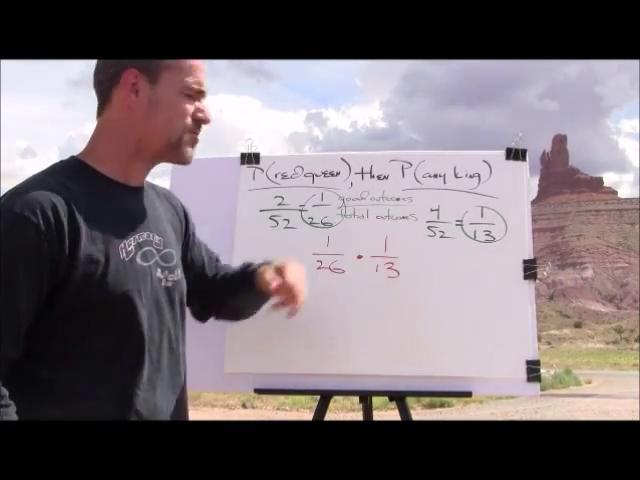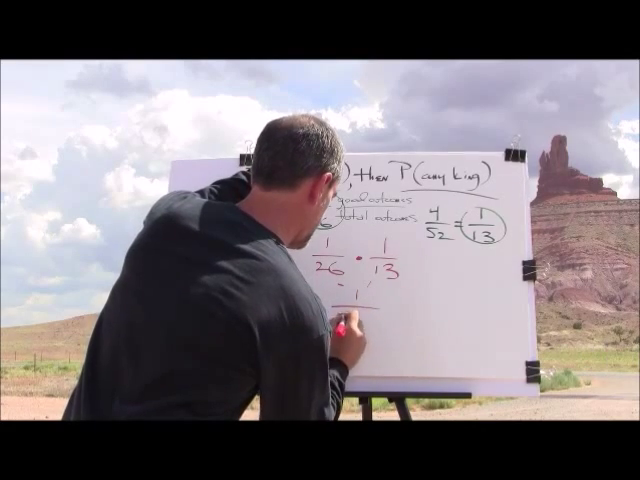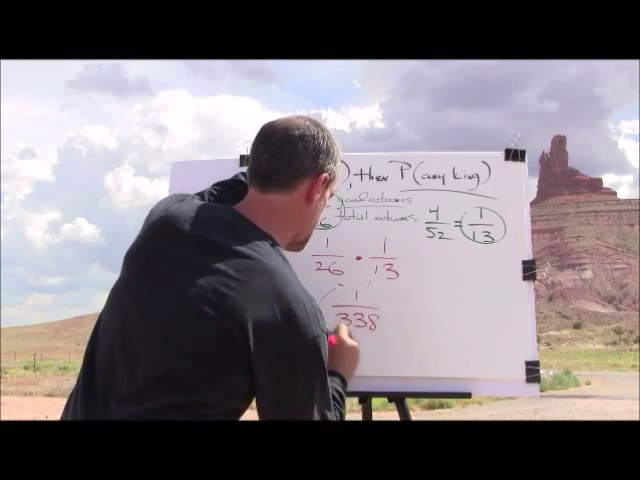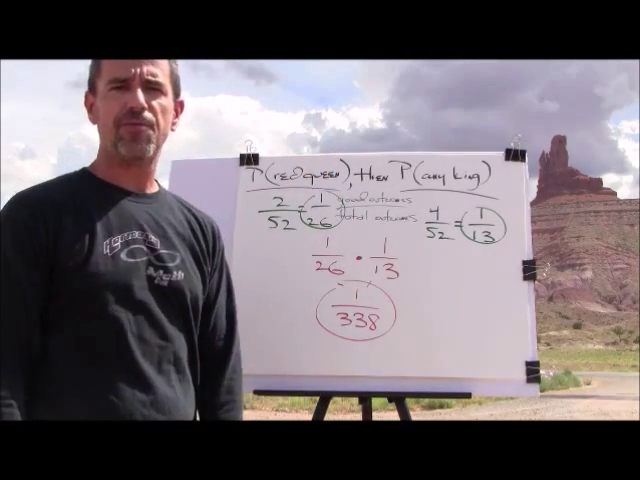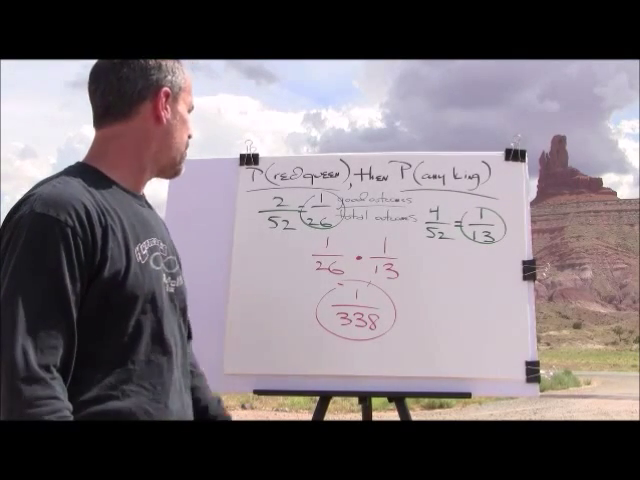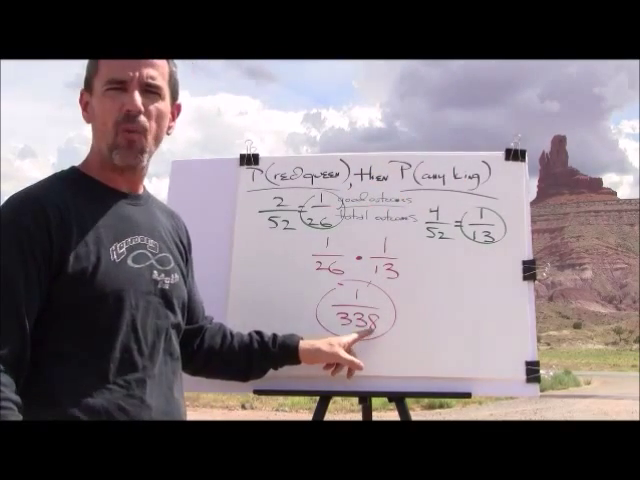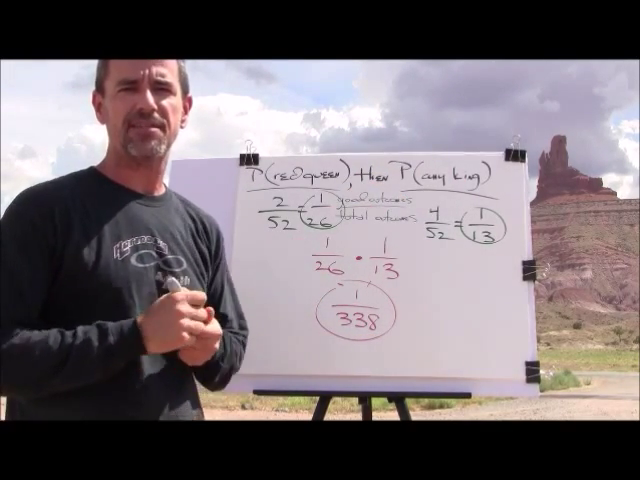So 1/26 times 1/13 is 1 in 338. So if you want to find the probability of pulling a red queen out of the deck, putting it back, then pulling a king, there's only a 1 in 338 chance that that's going to happen.